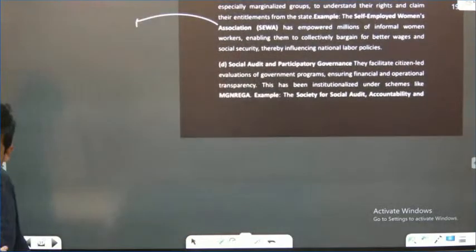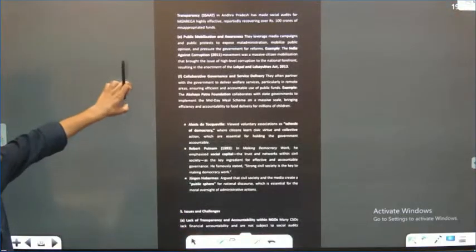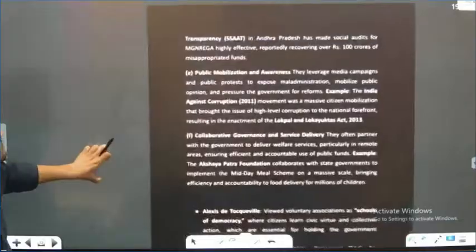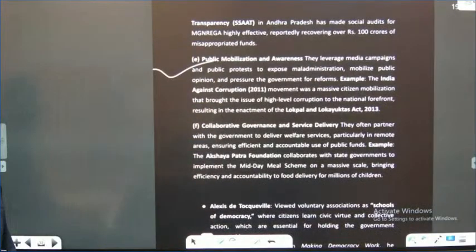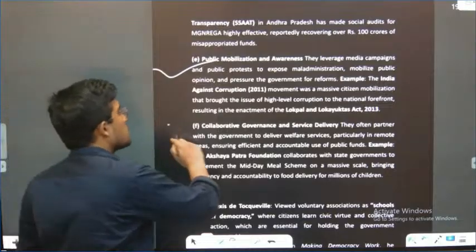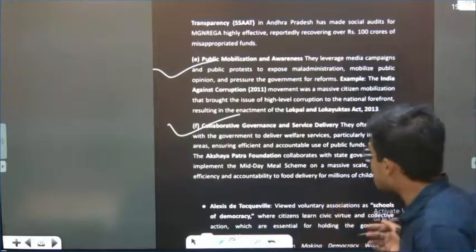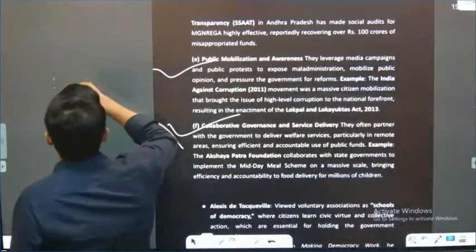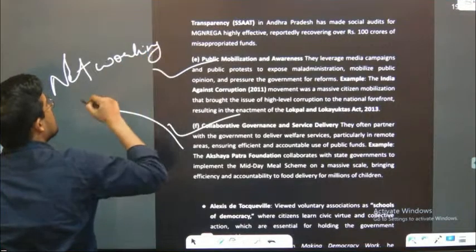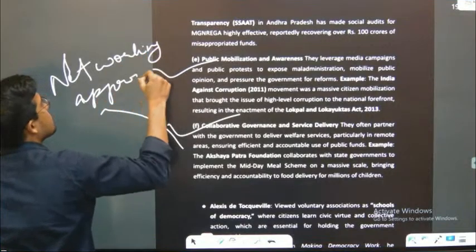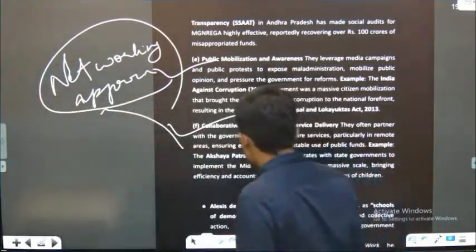Then they act in social audit. Very easy. Everything else will be repetitive from here. Public mobilization and awareness. This is also there. Collaborative governance and service delivery. So they work as partners in development. Networking approach is done through this.